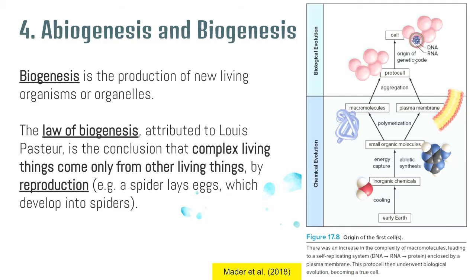When they made that jump and became the first type of cells, this is the start of biological evolution. This is where biogenesis now happens. So the law of biogenesis, attributed to Louis Pasteur, is the conclusion that living organisms can only come from other living organisms. So cells can only give rise to other cells. Okay? Living organisms can only give rise to living organisms.